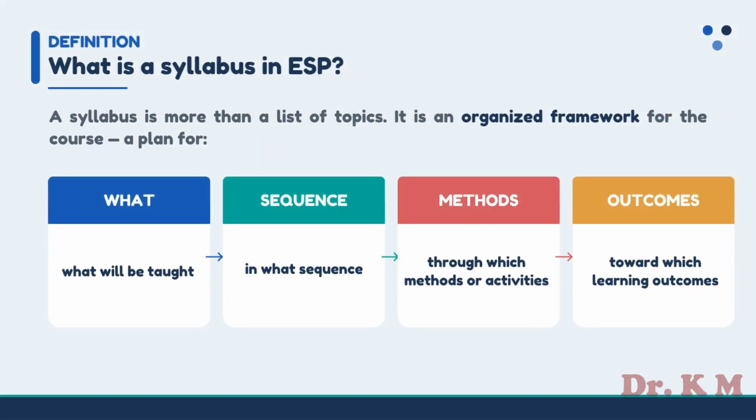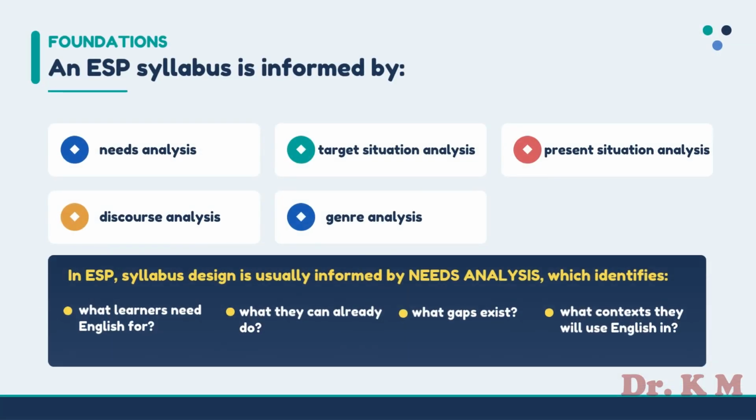What is a syllabus in ESP? A syllabus is more than a list of topics. It is an organized framework for the course. The ESP syllabus is a plan for what will be taught, in what sequence, through which methods or activities, and toward which learning outcomes. An ESP syllabus is often informed by needs analysis, target situation analysis, present situation analysis, discourse analysis, genre analysis.